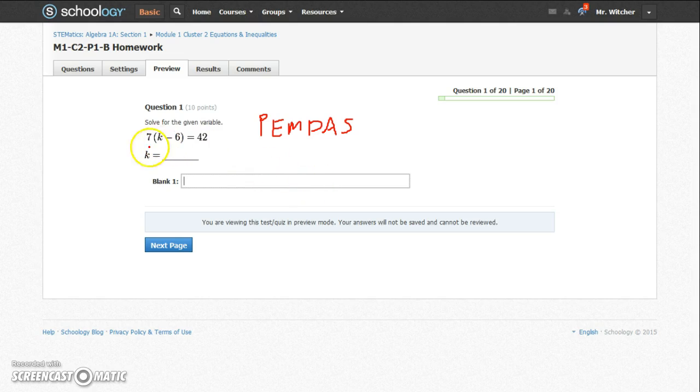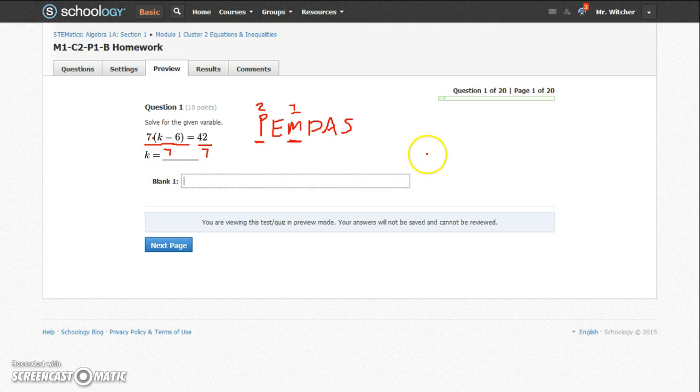So here we have two things going on. We have multiplication and we have parentheses. Well, parentheses is last. If we go backwards, the first thing we'll do is multiplication, and then we'll do our parentheses. So we're multiplying by 7. What is the inverse of multiplying? Dividing. So we divide both sides by 7.